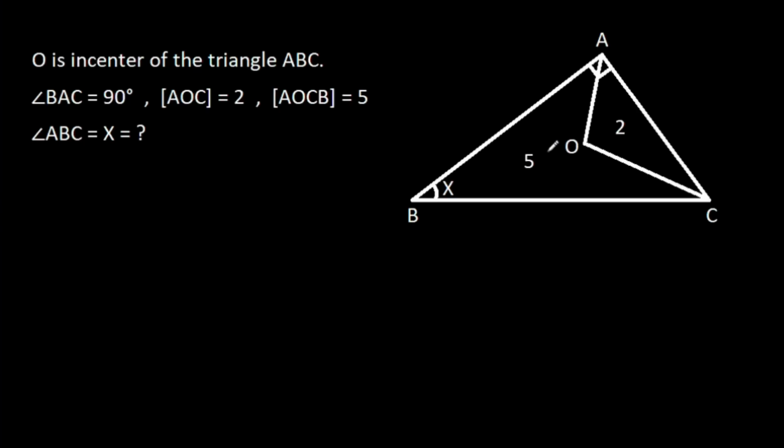In this video, we have been given O is the incenter of triangle ABC and angle BAC is 90 degrees. Area of AOC is 2, area of AOCB is 5, and angle ABC is x. Then we have to find x.